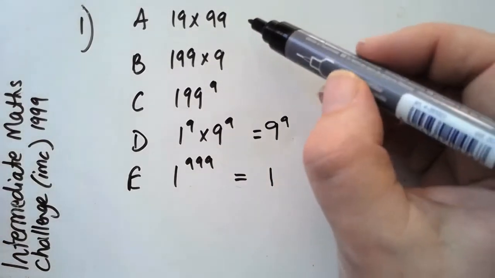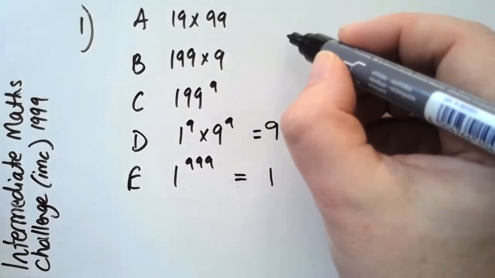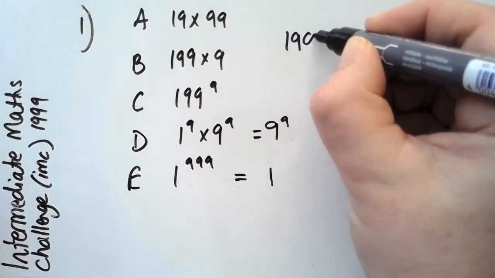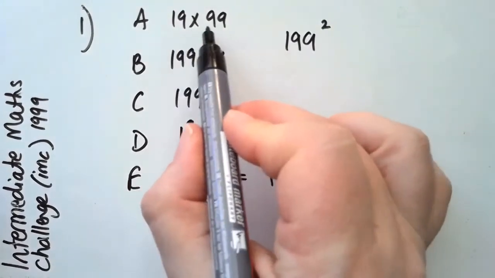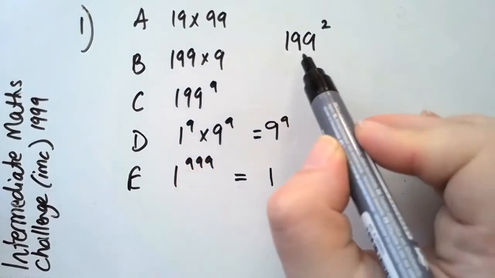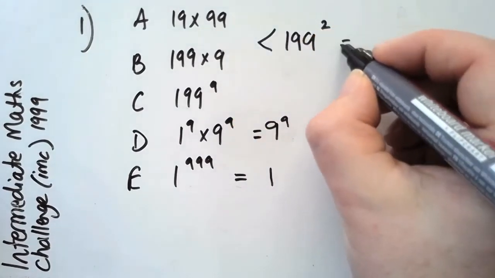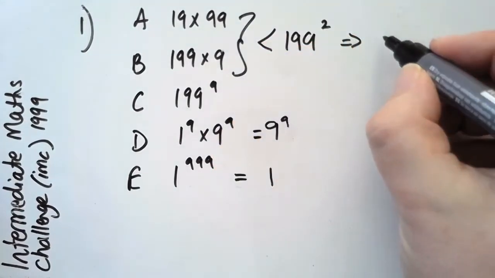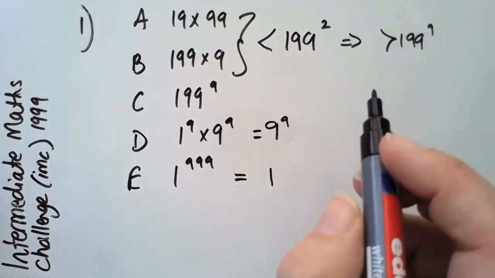A and B are both going to be less than 199 squared, because you're multiplying two numbers that are less than 199. So it's less than 199 squared, so they are less than. So therefore, they are both less than 199 to the power 9.